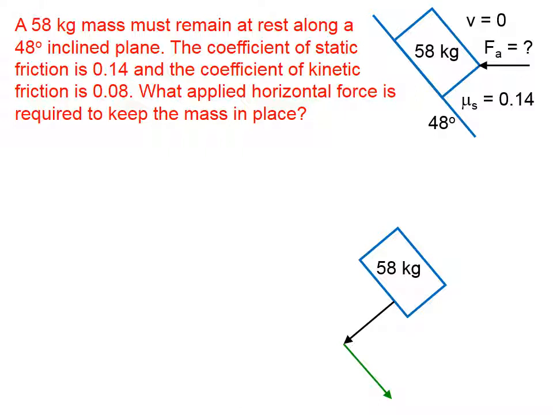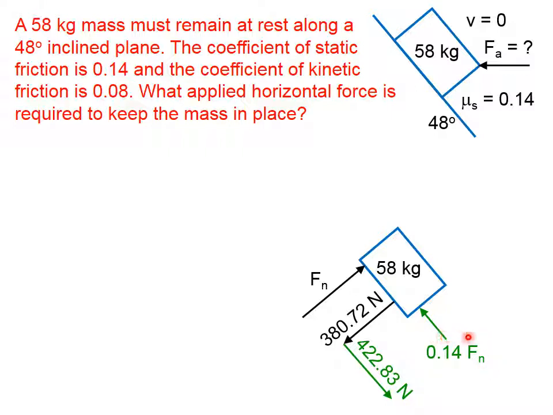But we want to break that weight into a perpendicular and a parallel component. The perpendicular component will be equal to mg cosine theta, which is 58 times 9.81 times the cosine of 48. The parallel component will be 58 times 9.81 times the sine of 48. We also have a normal force, which is always at right angles to the surface. We'll have a static friction force. The maximum static friction force is equal to the coefficient of static friction times the normal force.